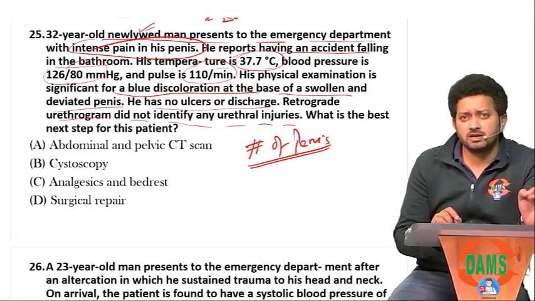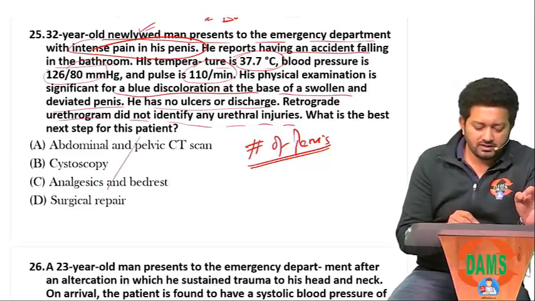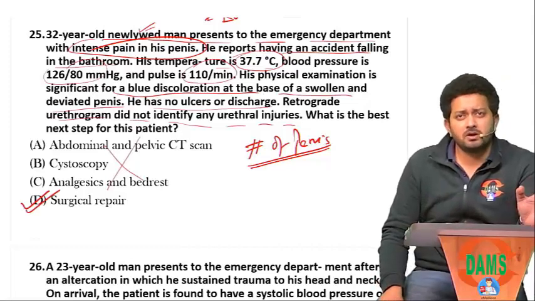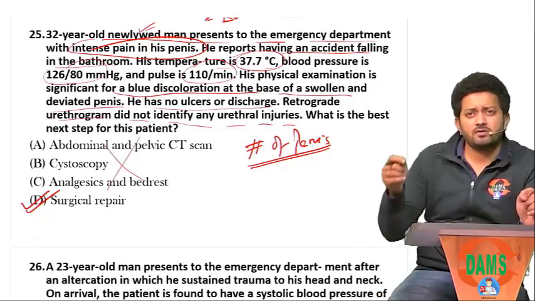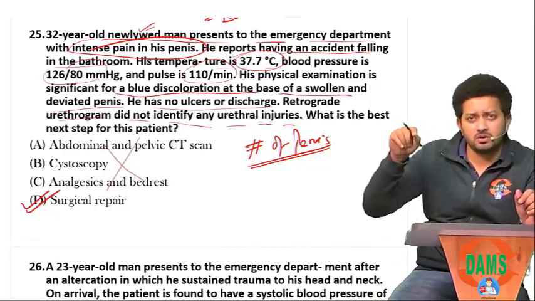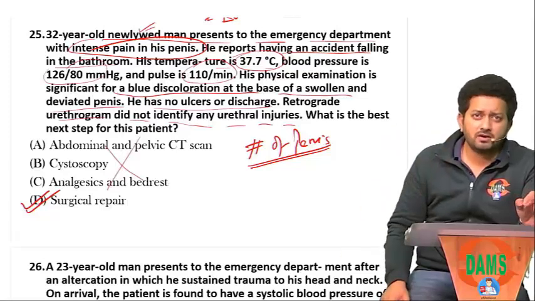Okay, so in these cases, you cannot do any of these things. You have to do surgical repair. There is nothing apart from surgical repair. In surgical repair, all you have to do is expose the corpora cavernosa and tunica albuginea and just put 2-3 sutures and repair the defect.